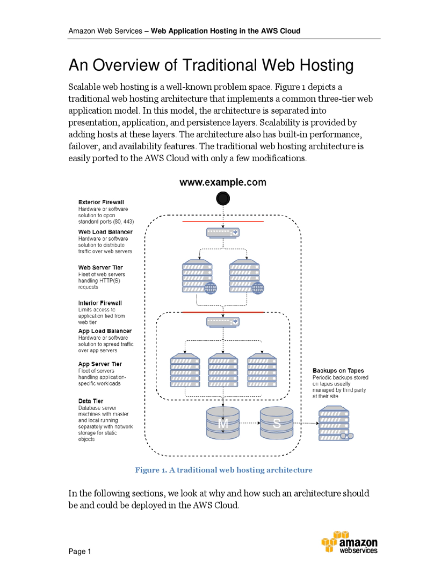An overview of traditional web hosting. Scalable web hosting is a well-known problem space. Figure 1 depicts a traditional web hosting architecture that implements a common three-tier web application model. In this model, the architecture is separated into presentation, application, and persistence layers. Scalability is provided by adding hosts at these layers. The architecture also has built-in performance, failover, and availability features. The traditional web hosting architecture is easily ported to the AWS cloud with only a few modifications.